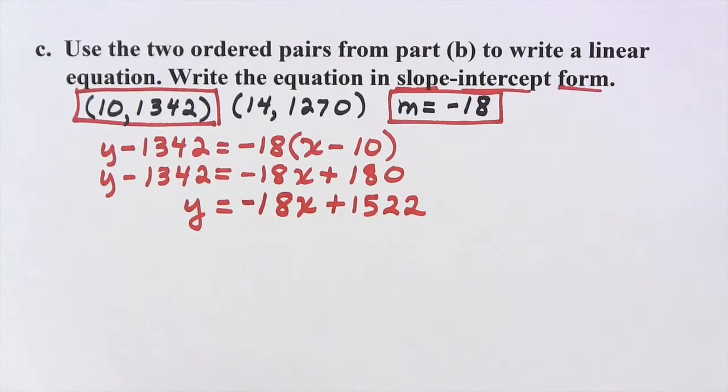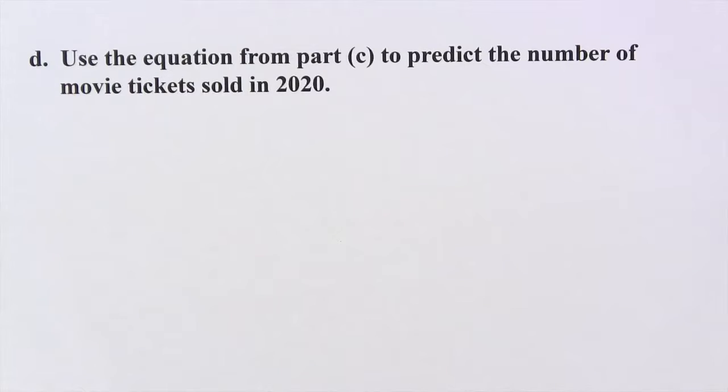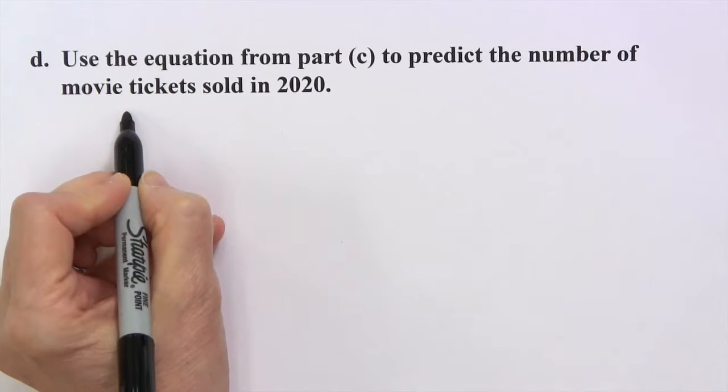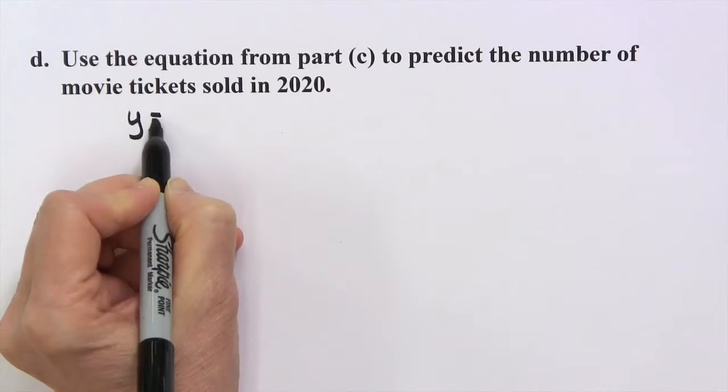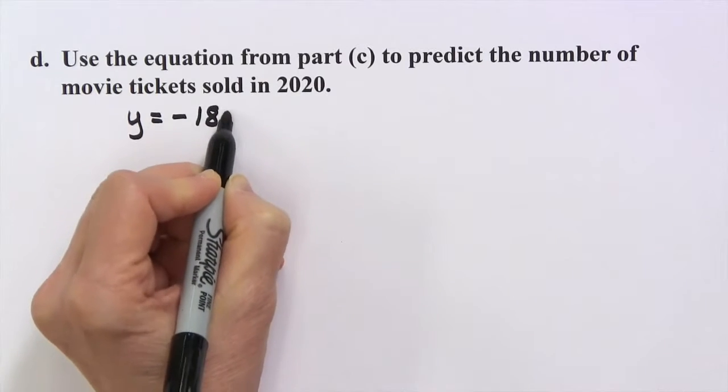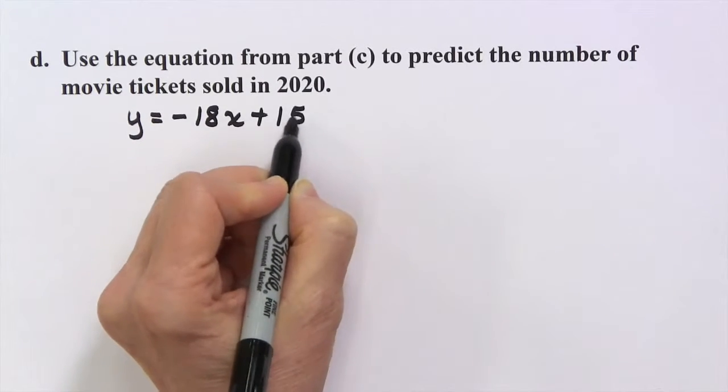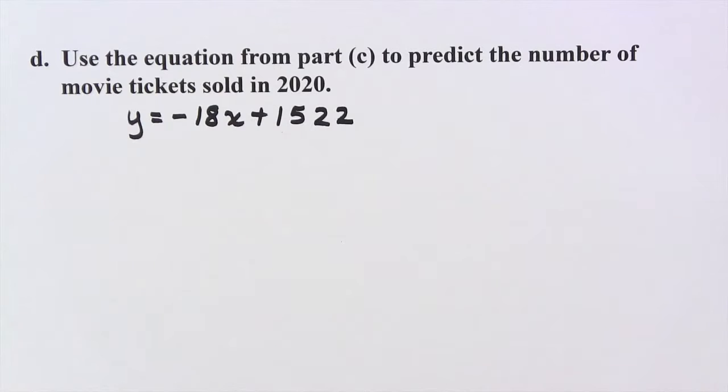Now let's look at part D. Part D, we want to use the equation from part C. So here's our equation from part C. And we want to predict the number of movie tickets sold in 2020. So let's see how we do that.